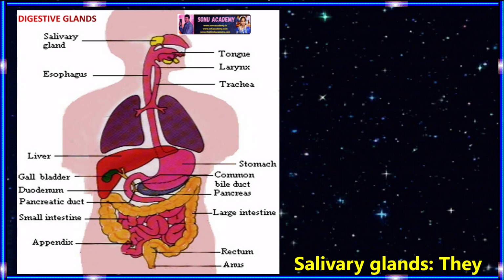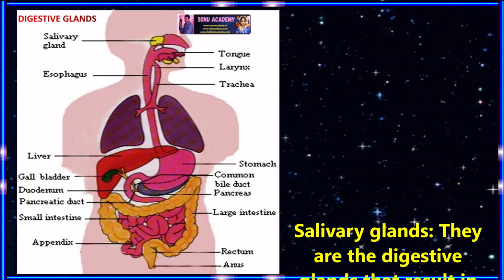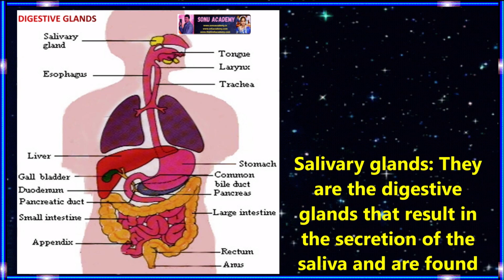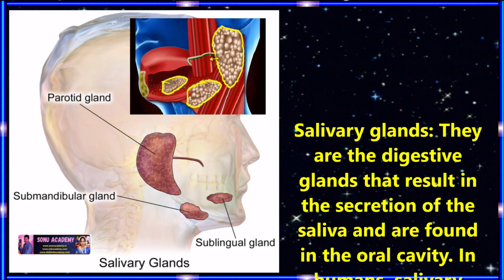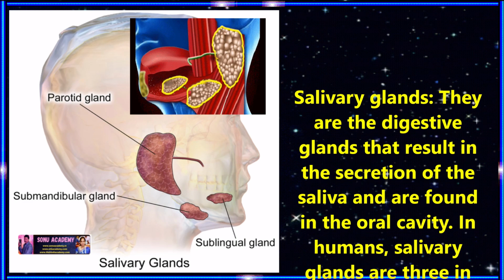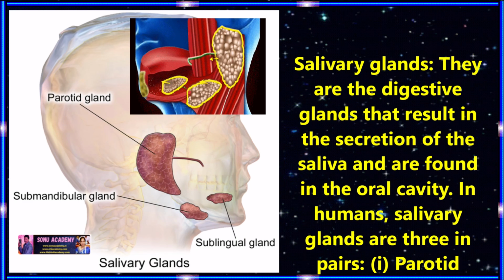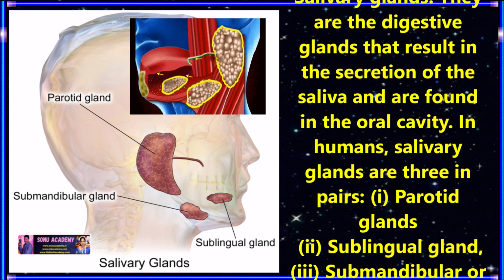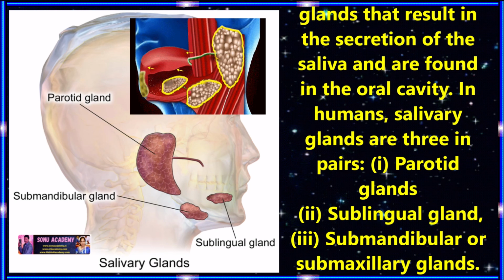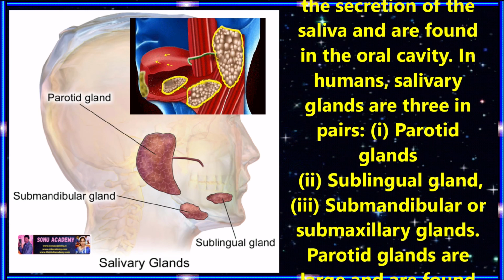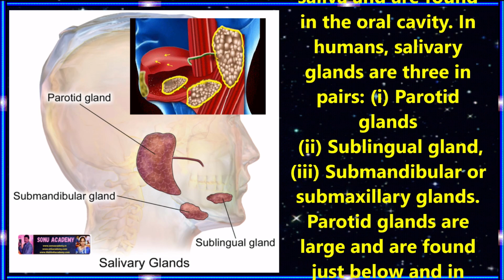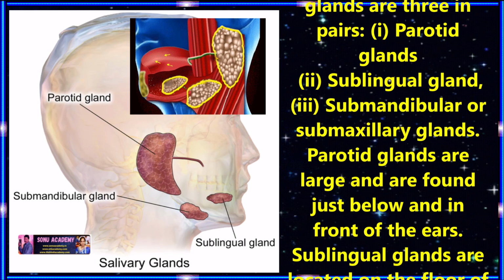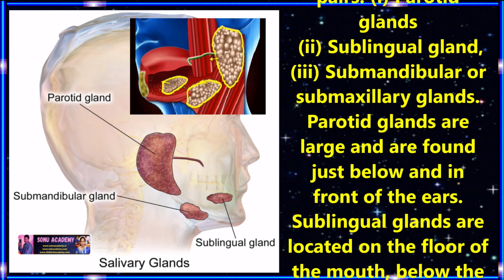Children, now let us discuss digestive glands. The digestive glands include those glands that are part of the alimentary canal and help in the process of digestion of food material. Let us discuss first the salivary glands. These are digestive glands that secrete saliva and are found in the oral cavity. In humans, salivary glands are in three pairs. One is parotid glands, second is sublingual glands, and third is submandibular or submaxillary glands.